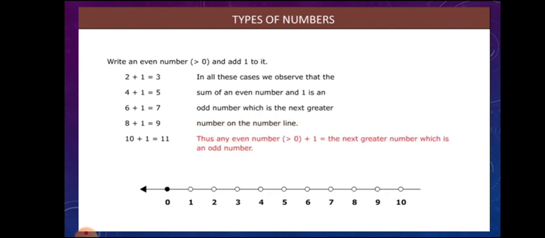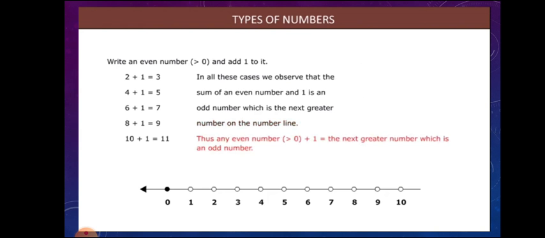Write an even number greater than 0 and add 1 to it. Okay. 2 plus 1 is equal to, children, 3. 4 plus 1 is equal to 5. 6 plus 1 is equal to 7. 8 plus 1 is equal to 9. 10 plus 1 is equal to 11. So in all these cases, we observe that the sum of an even number and 1 is an odd number, which is the next greater number on the number line. Thus, any even number greater than 0 plus 1 is equal to the next greater number, which is an odd number. You can see this, children.